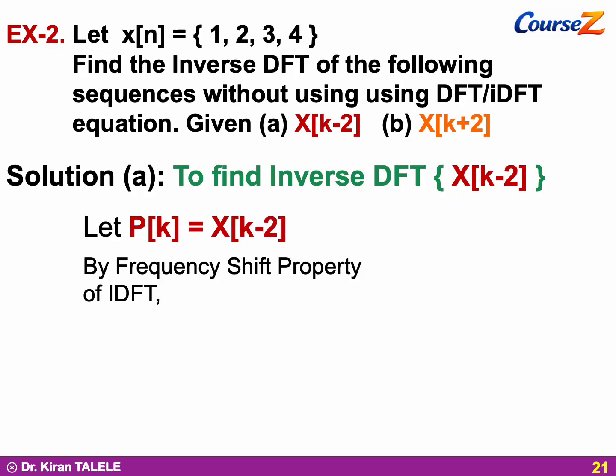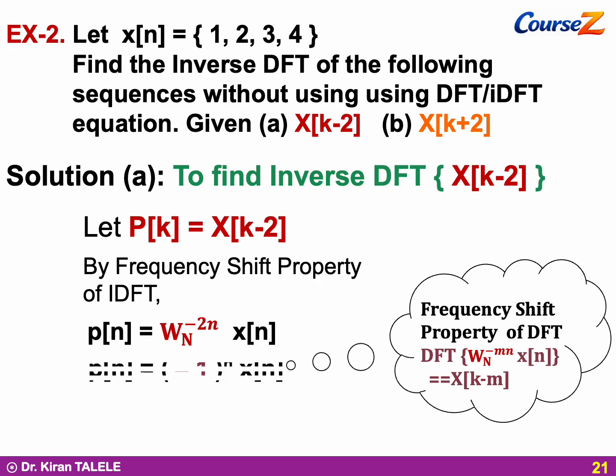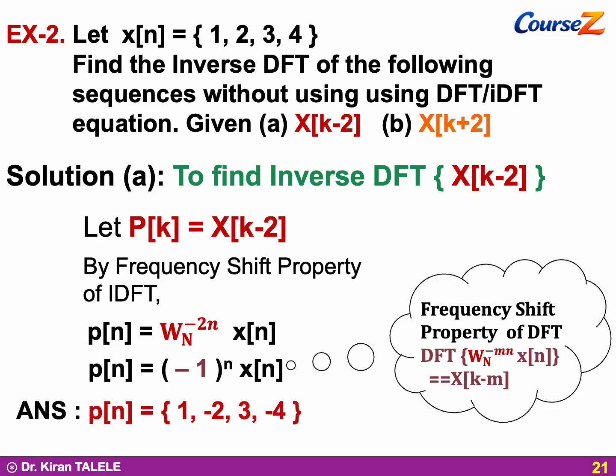So by frequency property of IDFT, P of k's IDFT is p of n, and IDFT of this is W_N raised to minus 2n times x of n, because we know that DFT of this is X of k minus 2. And W_N raised to minus 2 is minus 1. So by evaluating this equation, we can get the required values of P of n. Put n equal to 0, n equal to 1, n equal to 2, and so on.